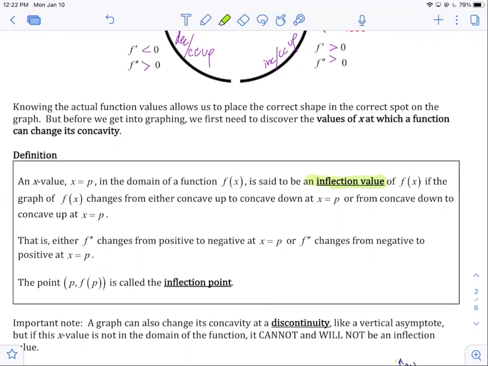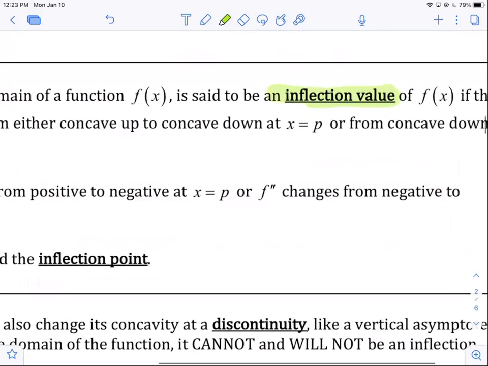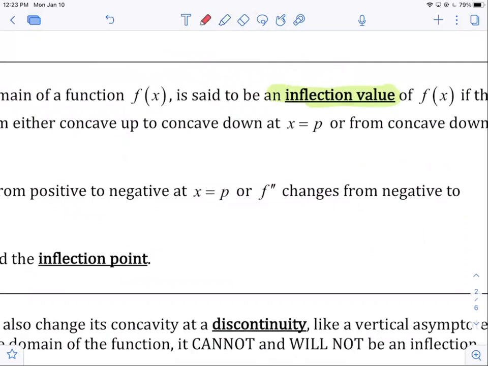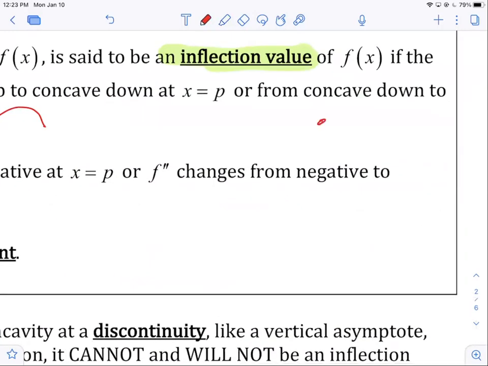It's where the concavity changes. And I wrote in there, it can change in any fashion, concave up to down or concave down to up, either one. We don't make the distinction with inflection values like we do with local max and local mins. For a local max, we're looking for the first derivative to change from positive to negative. For a local min, first derivative changes from negative to positive. But if we have a graph that goes from concave up to concave down versus concave down to concave up.